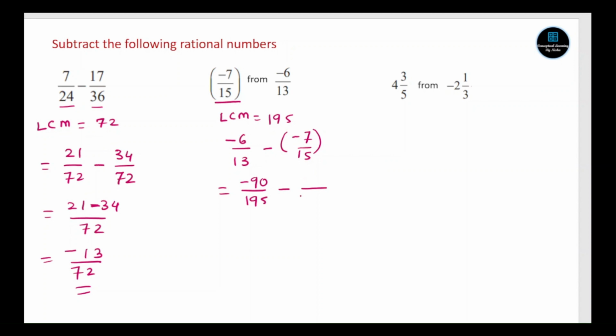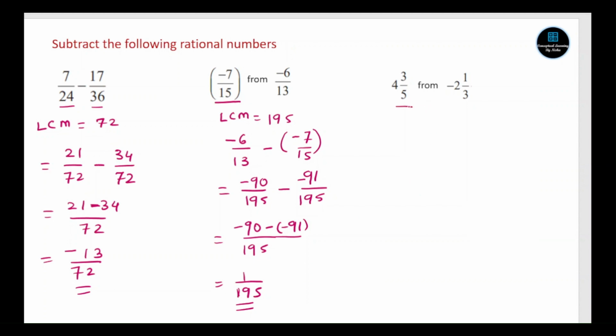Minus, again you can write this, so we'll get 91, but it is minus. Now we'll subtract them. So I'll write minus 90 minus of minus 91. Minus minus is positive, so we'll get 1 over 195. So this is my answer, right? I hope you get it.